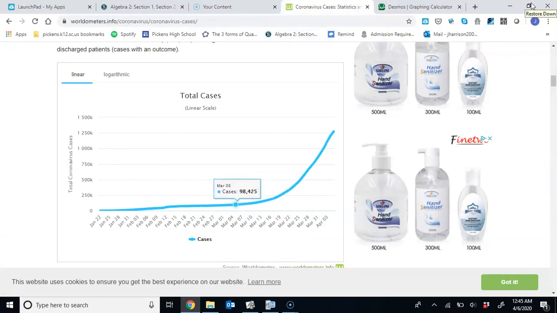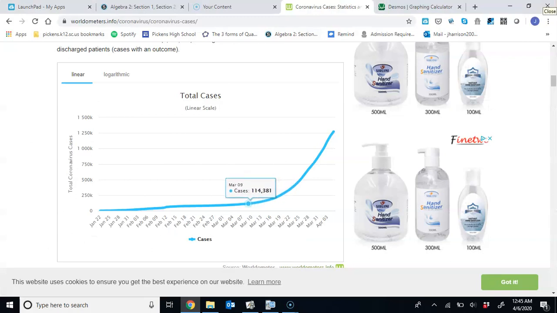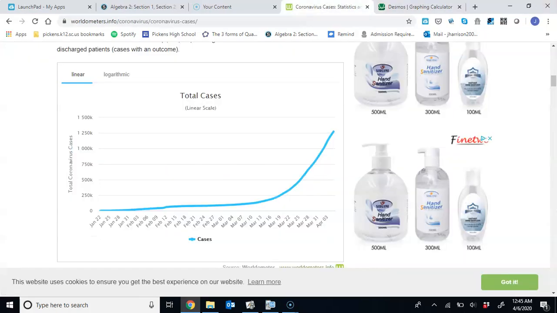Actually, I tell you what. Let's go by a week. So let's go to March the 8th. March the 8th would be 109,991. That is March the 8th. Then we're going to go to March the 15th. March the 15th, 169,511. So again, notice that is our week 1, week 2. We're going by weeks here.